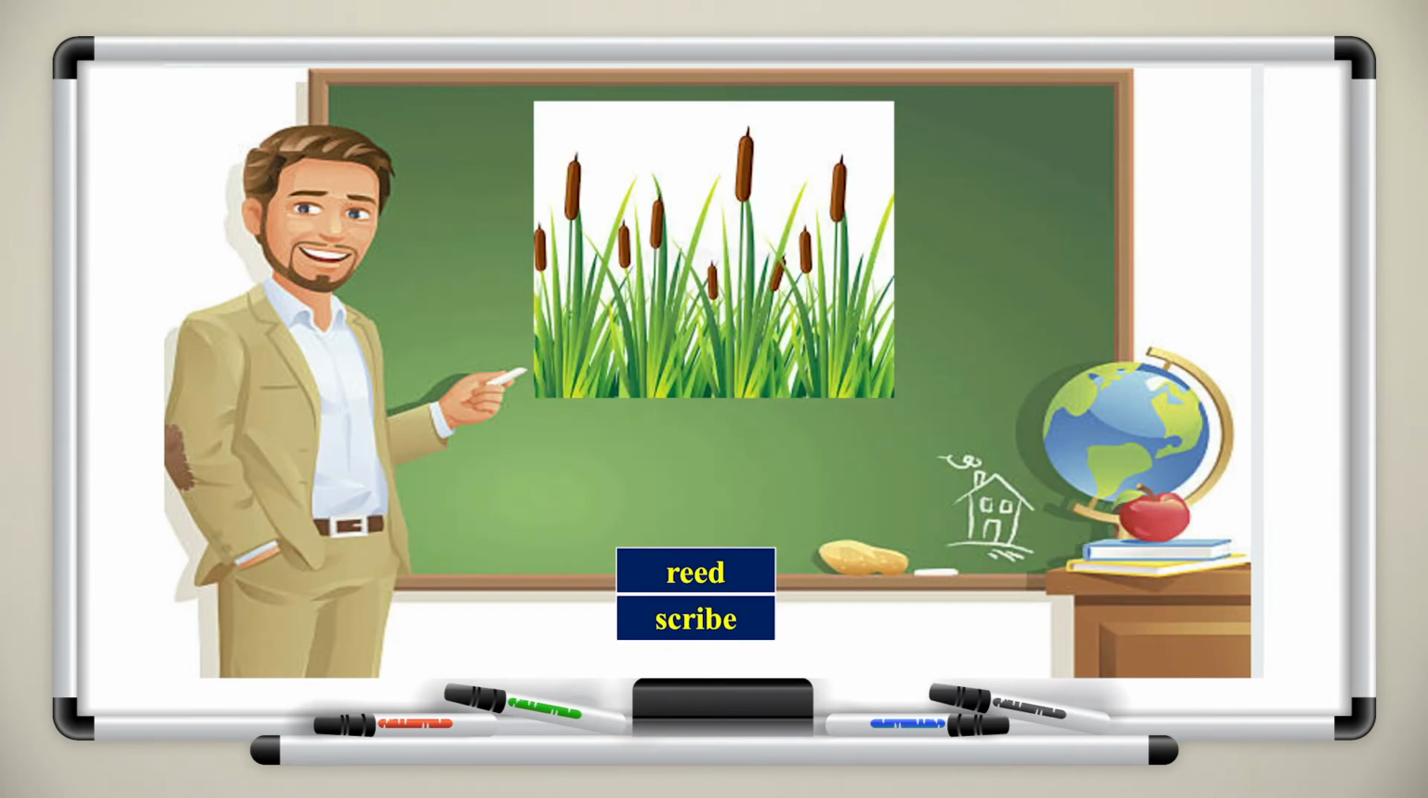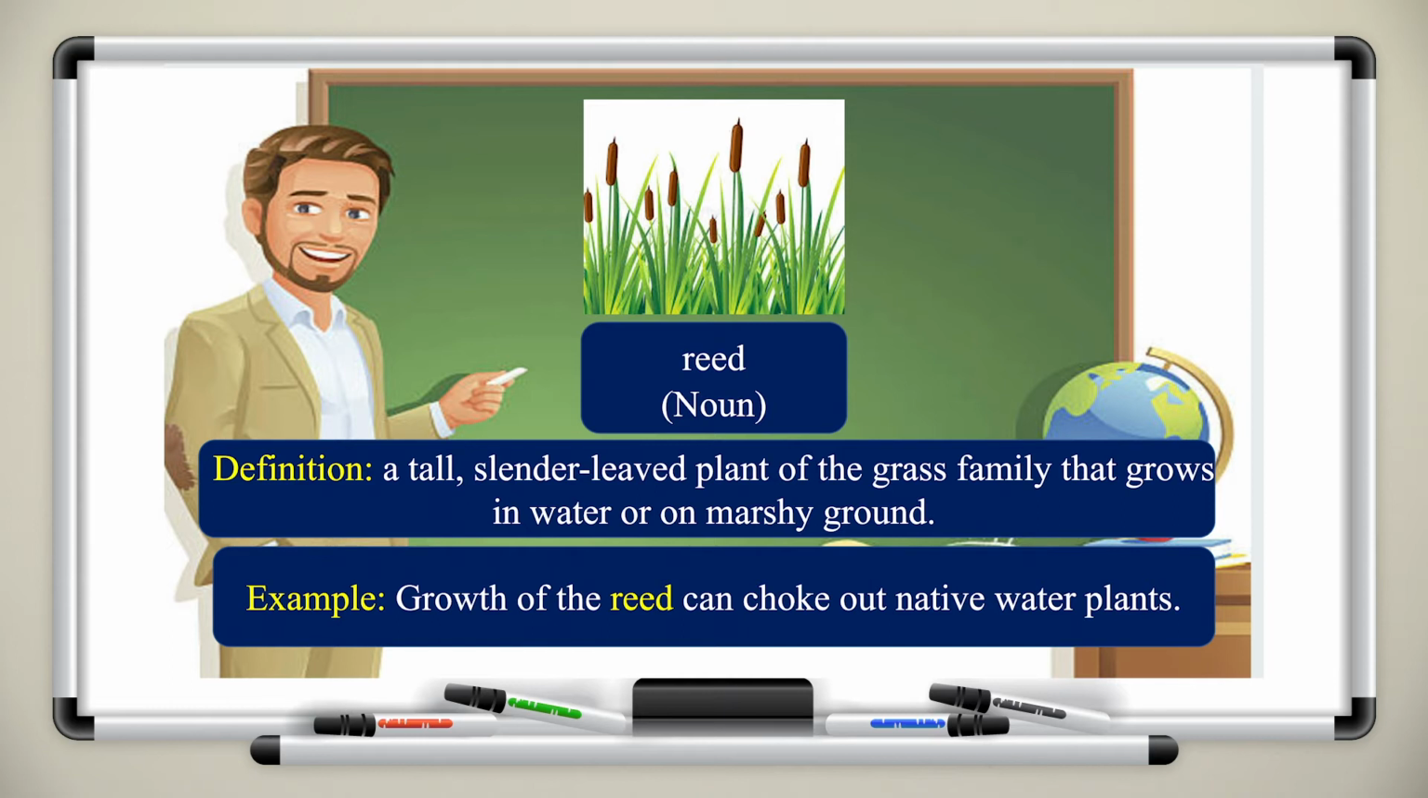We have two more words and we have this picture here. So that's the picture of reed. It's a tall, slender-leaved plant of the grass family that grows in water or in marshy grounds. For example, growth of the reed can choke out native water plants. And of course, the meaning behind this picture here, or this word with our unit, is because they used it as a pen, most likely.